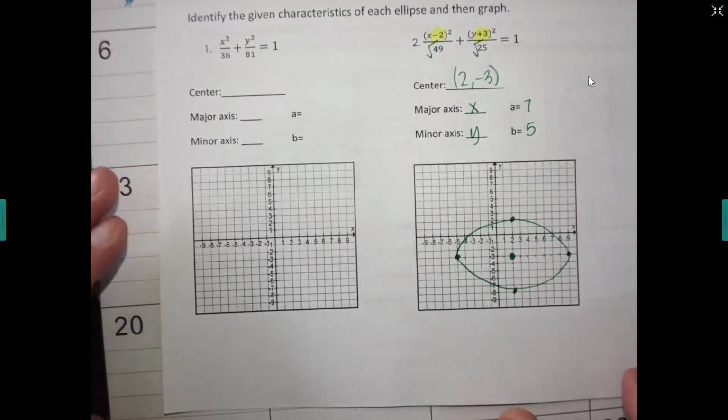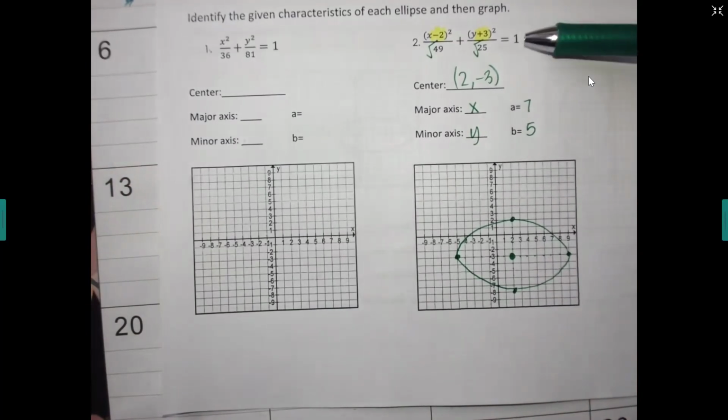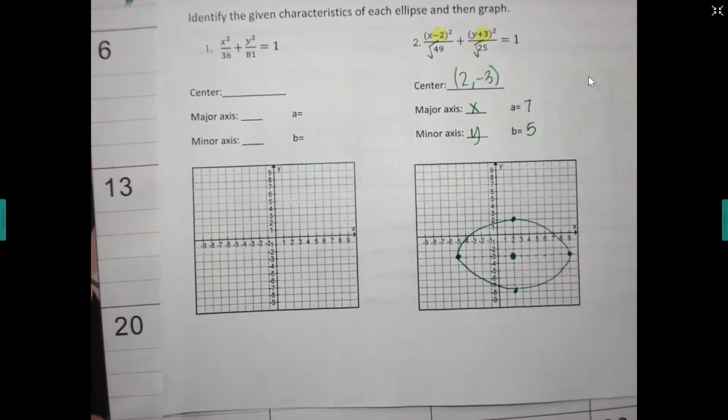So there are some similarities with your circle. The center is going to show up the same way, but instead of the r squared being over here, because the r's are different, they're going to show up on the bottom of the fractions.